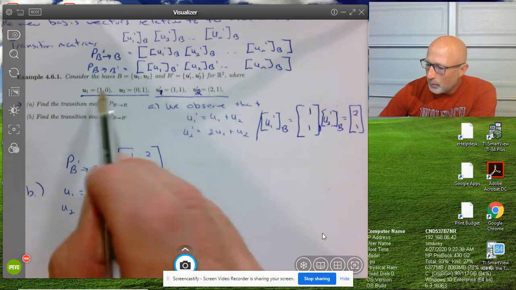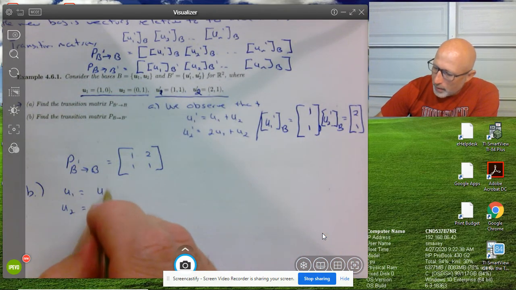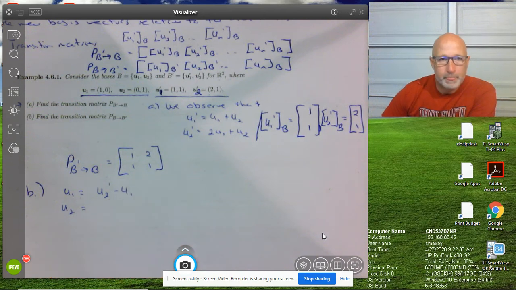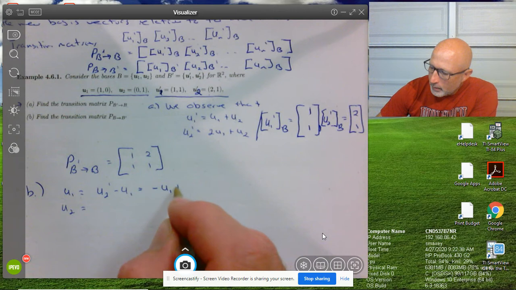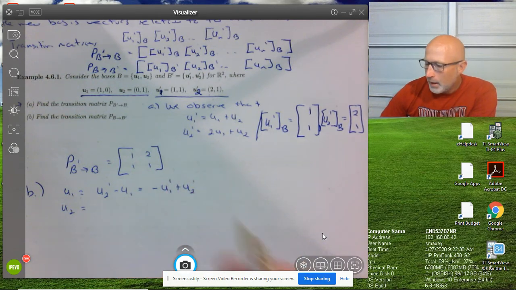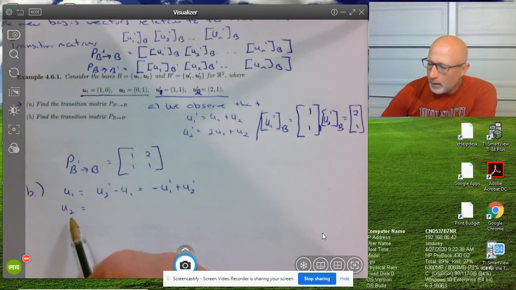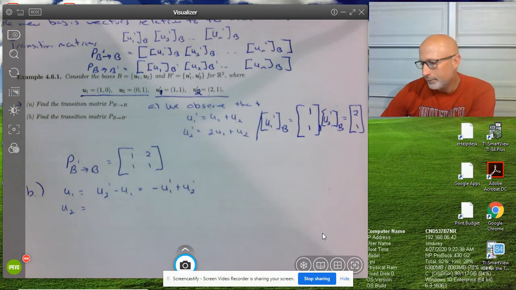2 minus 1 gives me 1. 1 minus 1 gives you 0. So this is going to be U2 prime minus U1. Or another way I could rewrite this is negative U1 plus U1 prime plus U2 prime. Now what about U2? Now I need to rewrite U2 as a linear combination of those.